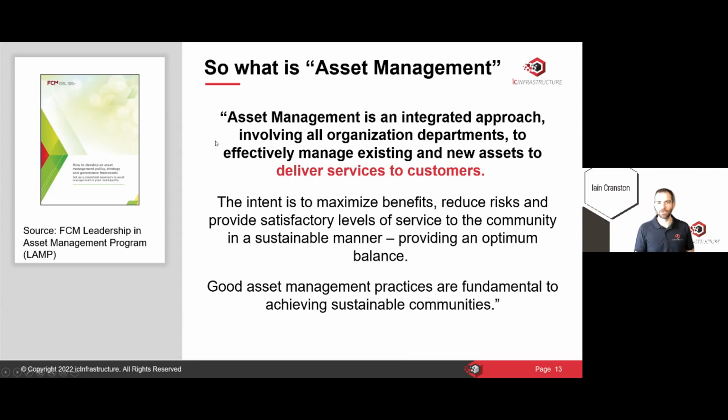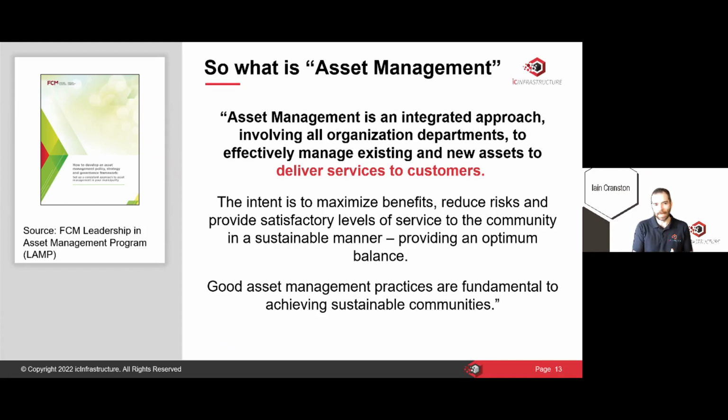So here's the definition of asset management that we like to use. This is from the Leadership in Asset Management programme. So that handbook that I talked about earlier from FCM, the Federation of Canadian Municipalities, that I was involved in developing a number of years ago. There's a link to this in the Slido forum as well. The How to Develop an Asset Management Policy, Strategy and Governance Framework.